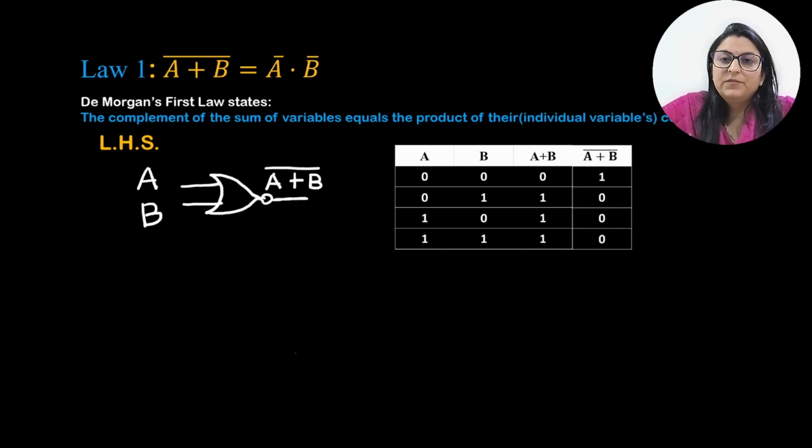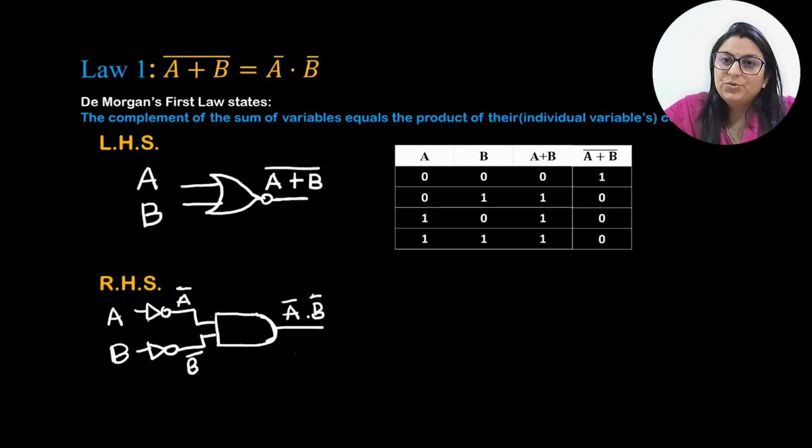So here it is 1, 0, 0 and 0, that is a plus b whole bar. Okay, now in the same way let us have the RHS. So RHS means a bar into b bar. So we take this a and use a NOT gate to complement it to get a bar. Again we pass b and use a NOT gate to get b bar. And we have the into, that is a product term, so we use this AND gate.